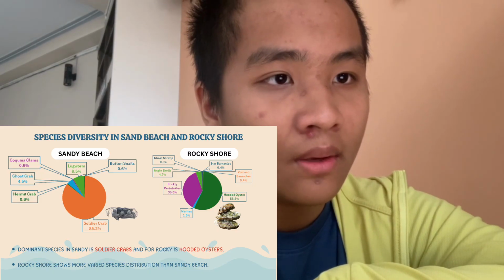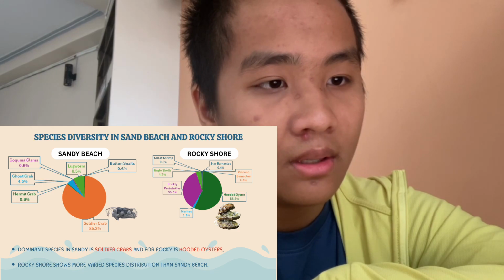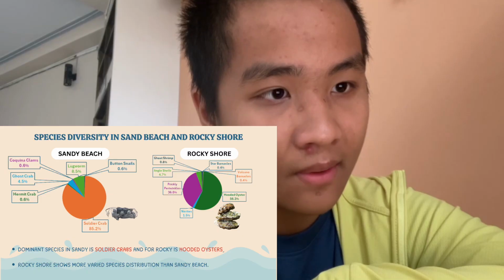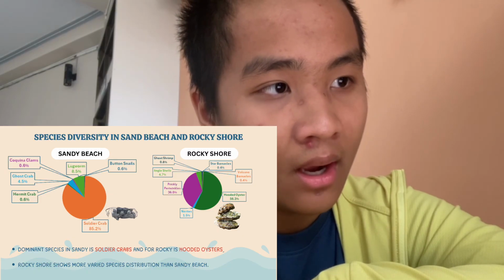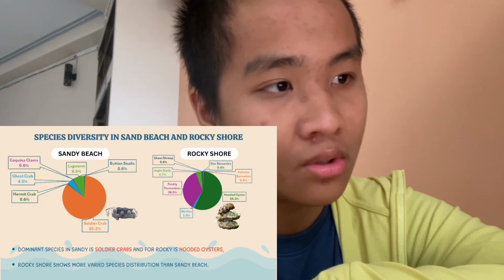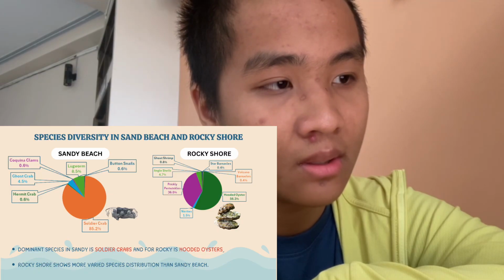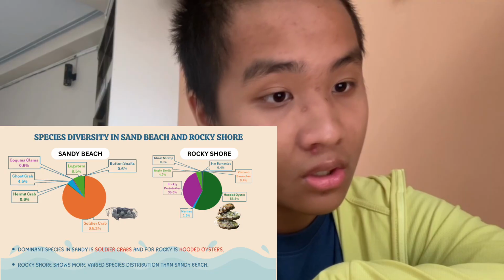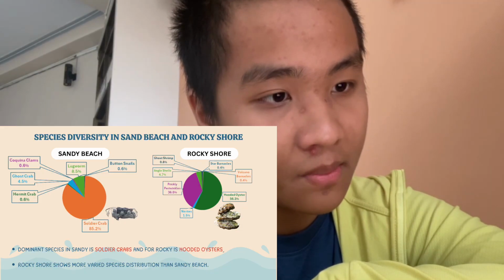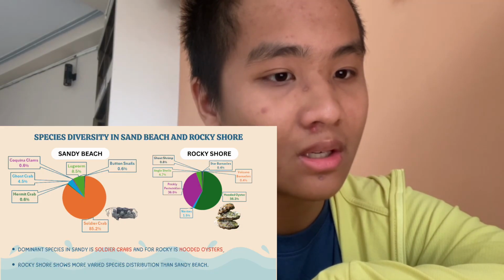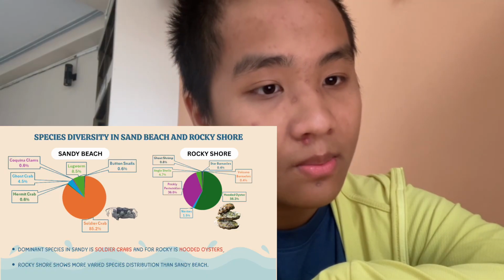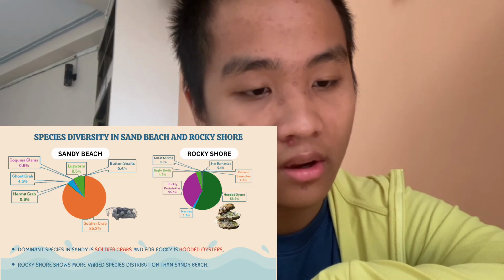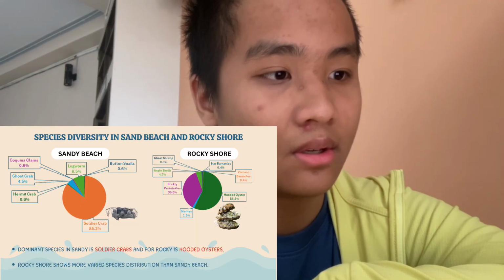However, for the sandy beach, over 85% of the species found were soldier crabs. On the rocky shores, the hooded oysters only took up 56%. The rocky shore showed a much more varied species distribution than the sandy beach. This means the rocky shore has significantly higher biodiversity than the sandy beach.